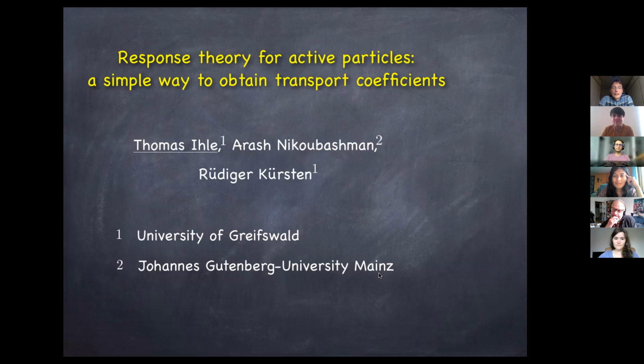So what I'm going to talk about is basically what we did in the last few years, trying to develop a response theory for active particle systems as a way to get transport coefficients quickly and efficiently. This was done in collaboration with Arash Nikoubashman from the University of Mainz, who did most of the computer simulations, and Rüdiger Kirsten, who is a postdoc here with me in Greifswald.